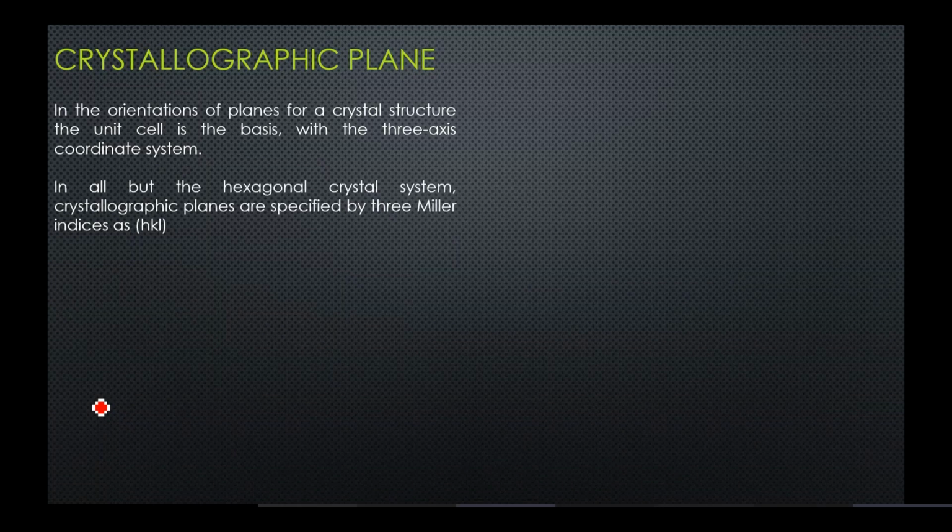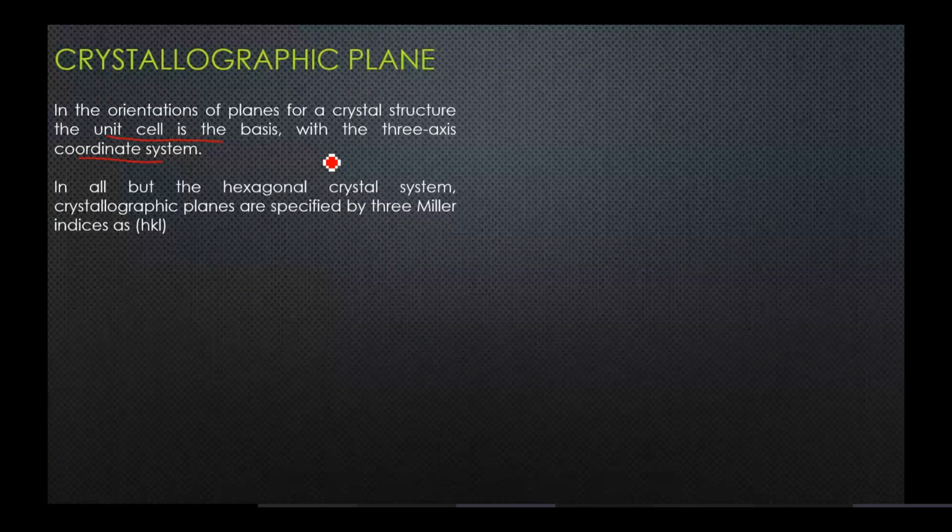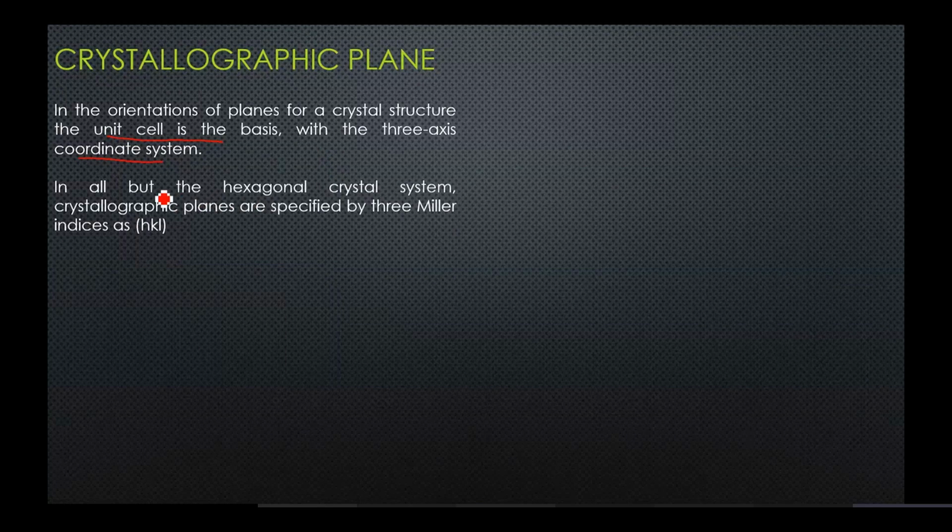It says that in the orientation of planes for a crystal structure, the unit cell is the basis with a three-axis coordinate system. That means you have to represent a plane, whether in the form of numerical digits or pictorially or graphically, in all but the hexagonal crystal systems.